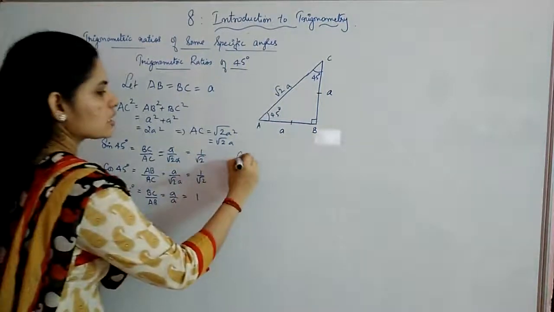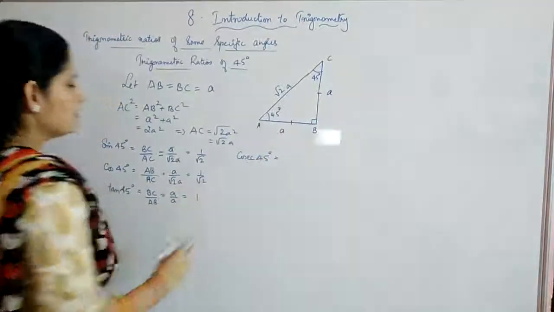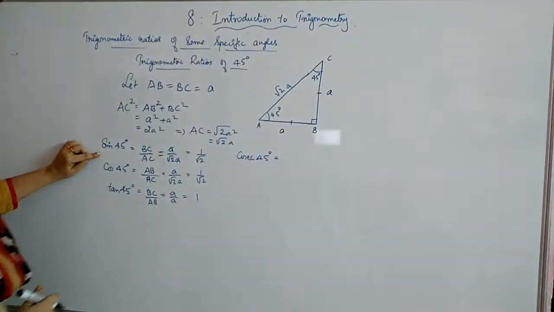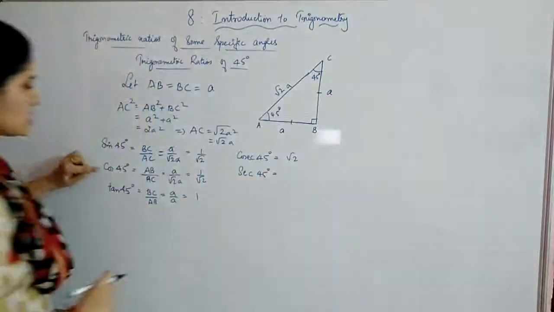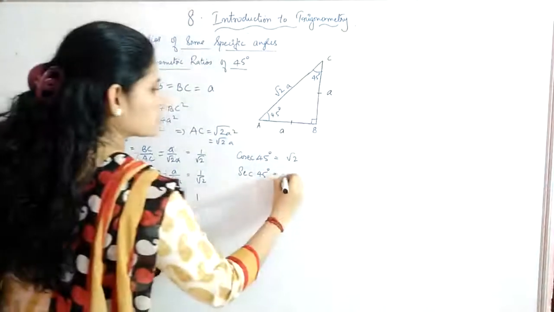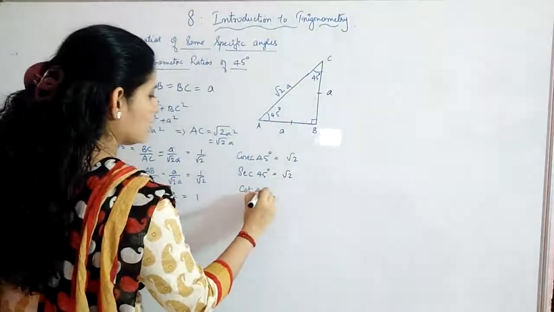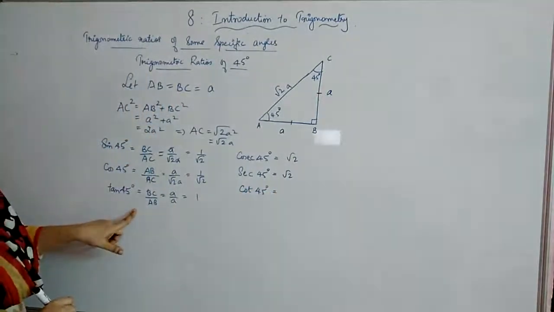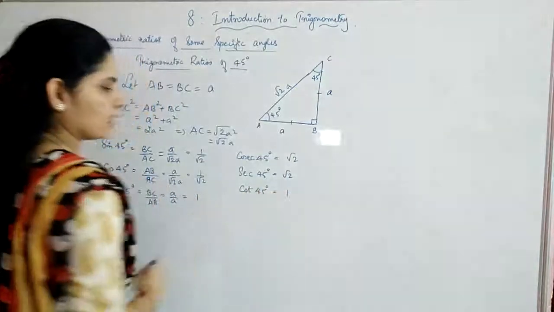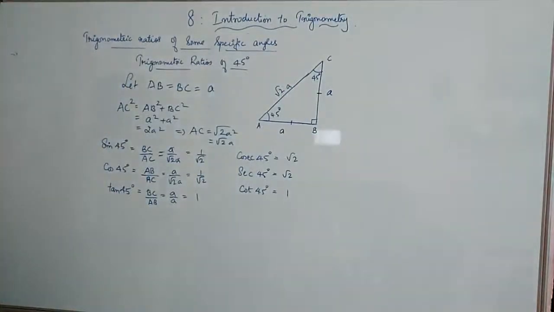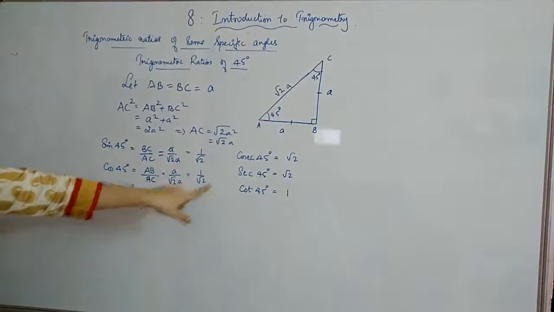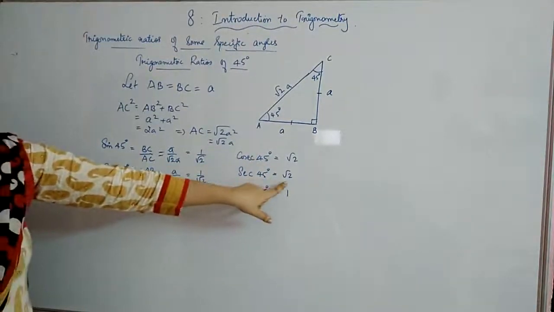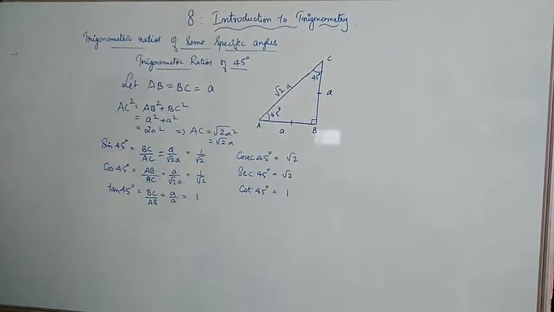Next you have cosec 45 degree, which will be the reciprocal of sin 45. So what you will get? Root 2. What will be sec 45 degree? It is the reciprocal of cos, so you will get again root 2. And cot 45 will be the reciprocal of tan 45, which is again 1. So these are the trigonometric ratios of 45 degree. Sin 45 is 1 by root 2, cos 45 is 1 by root 2, tan 45 is 1, cosec 45 is root 2, sec 45 is root 2, and cot 45 is also 1.